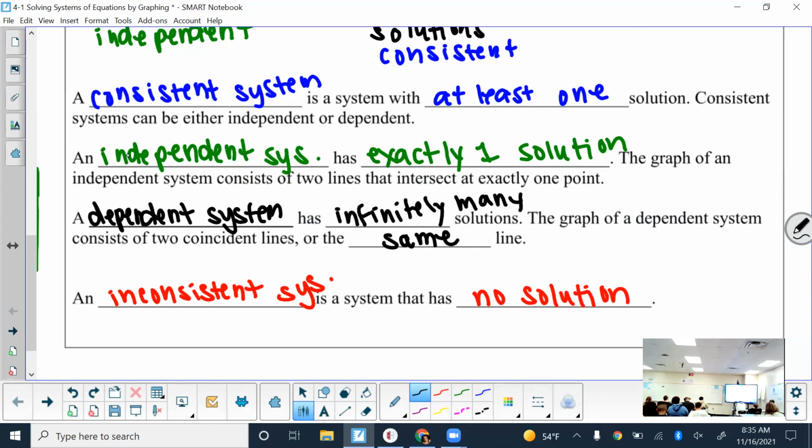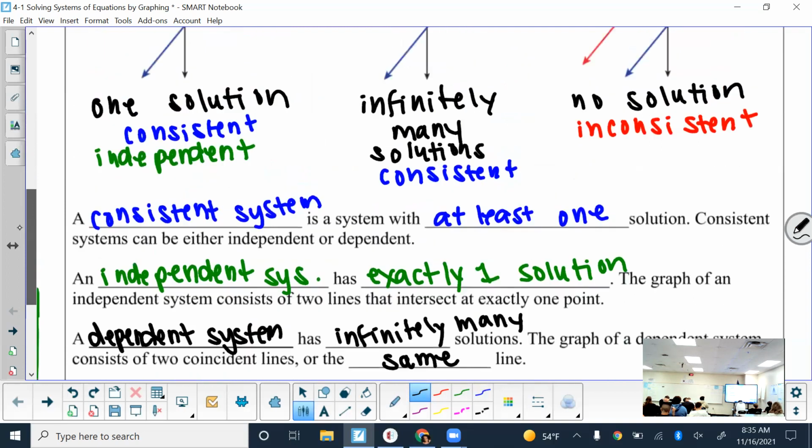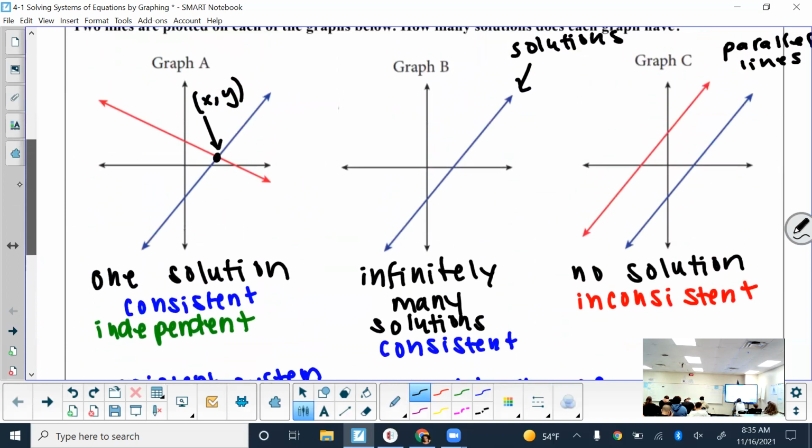All right, so that would be our dependent systems. So would that be graph A, B, or C? B. And I'll squeeze it in here. All right, so graph B is dependent and also consistent. Graph A is consistent and independent. Graph C is just inconsistent.